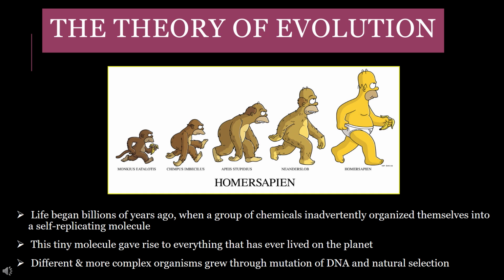According to the theory of evolution, life began billions of years ago when a group of chemicals inadvertently organized themselves into a self-replicating molecule. This tiny molecule then gave rise to everything that has ever lived on the planet. Different and more complex organisms grew through mutation of DNA and natural selection, with the end result, of course, being Homo sapiens sapiens.